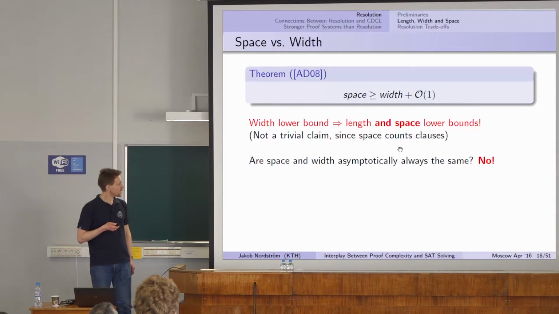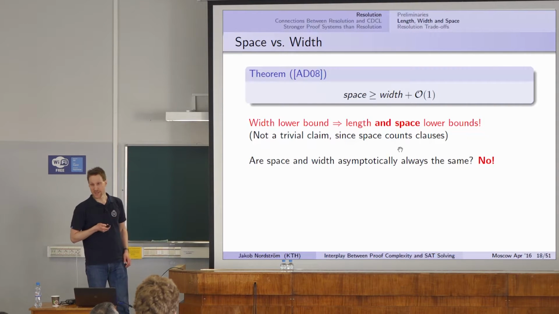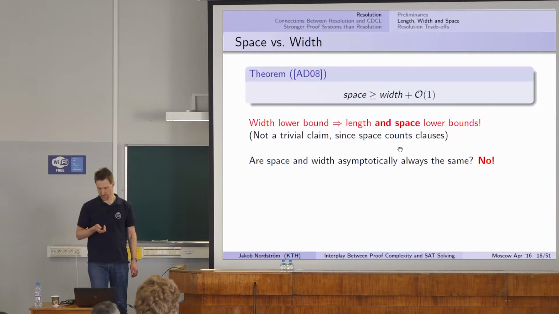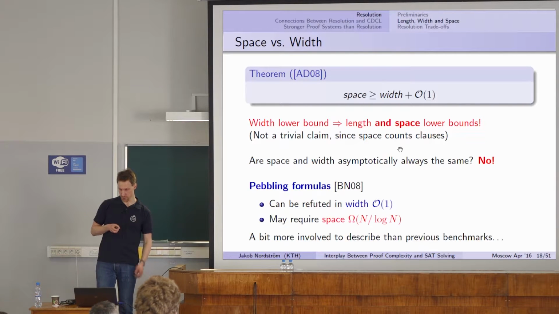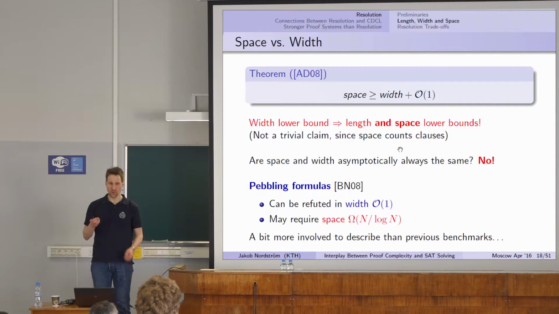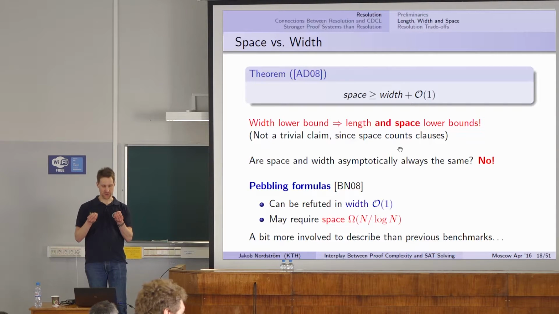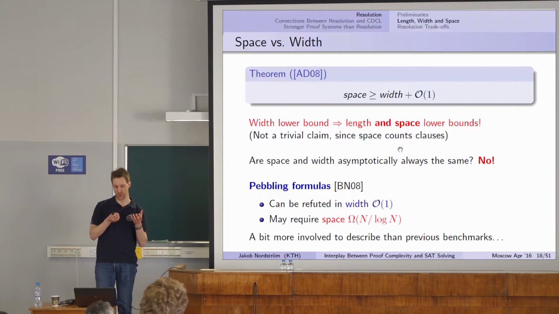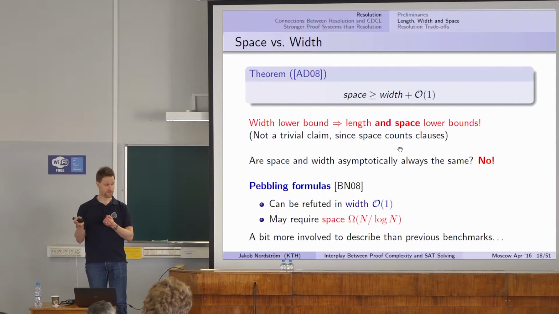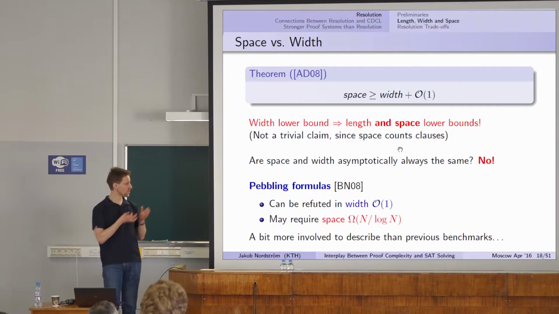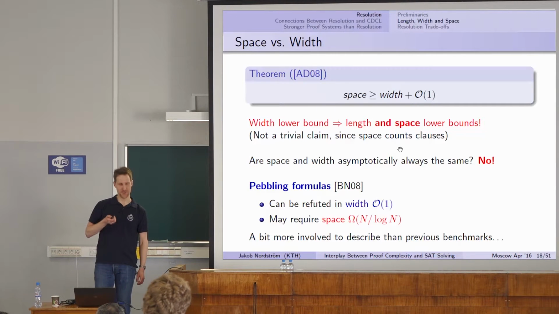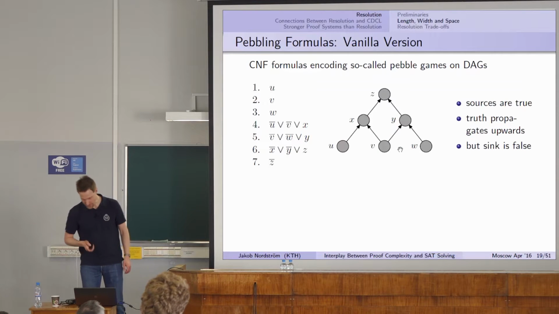But that raises the next question: space and width always seem to be the same. Are they somehow the same measure in disguise? And the answer turns out to be no. There are formulas for which they're very different, where the width can be as good as possible, constant width, whereas the space is essentially worst case, almost linear, except for a log factor. I want to tell you about these benchmarks also. Of course, these are my favorite benchmarks.